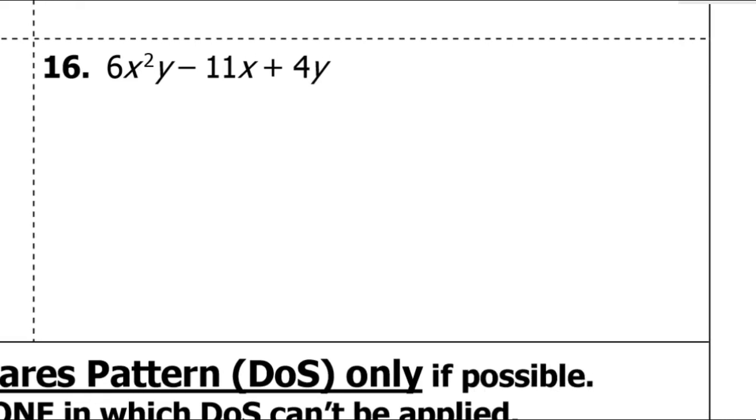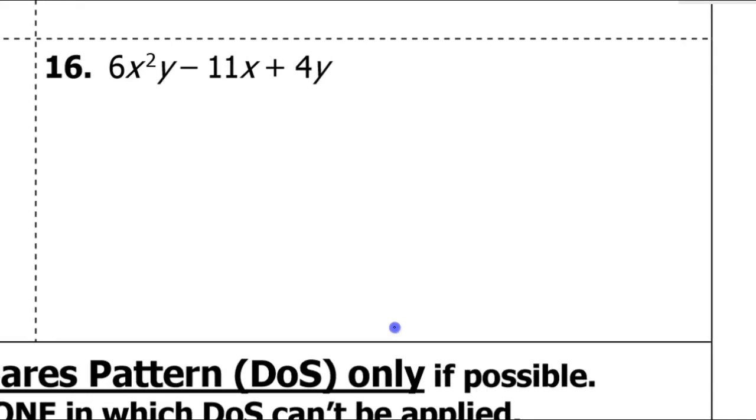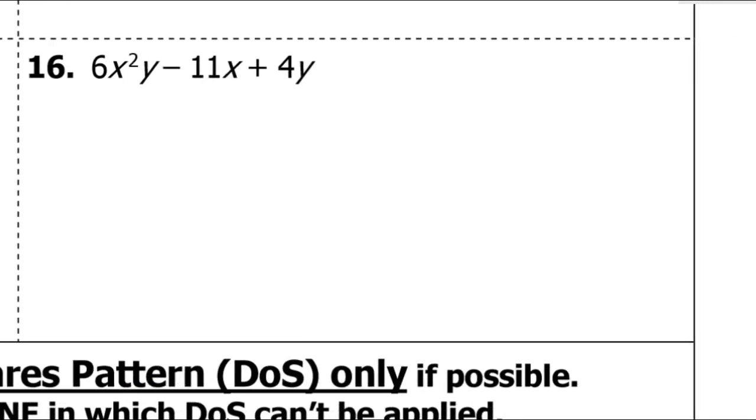Now, taking a glance at number 16, let's start with the variable part. Do all of the terms have x's? No, the last term has no x's. Do all of the terms have y's? No, the middle term has no y's. That means there will be no variables in the GCF. Okay, now let's look at the numerical part.